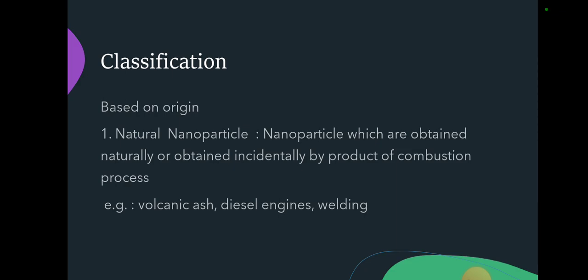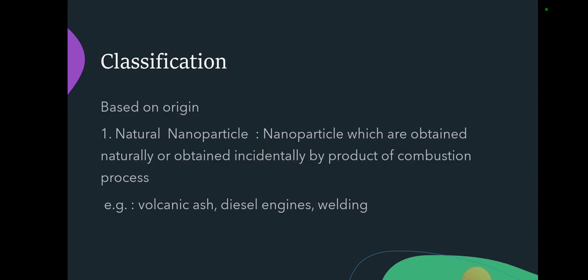Then artificial nanomaterials. Artificial nanomaterials are those which are synthesized in laboratories. They are initially produced and designed with very specific properties related to shape, size, surface properties, chemistry, etc. For example, nanotubes, fullerenes, metal oxides, metal oxide nanoparticles, etc. are examples. A quantum dot is also an example of artificial nanoparticles.